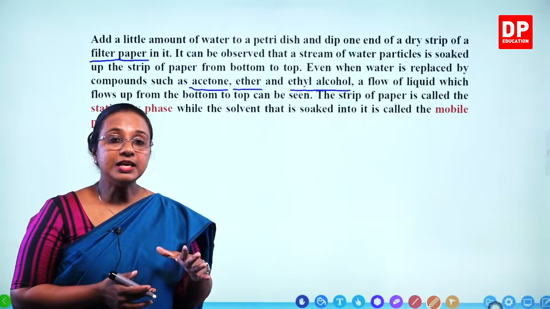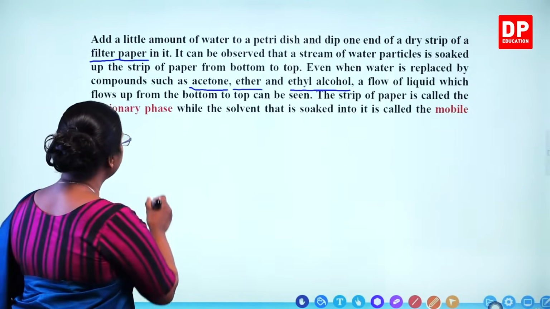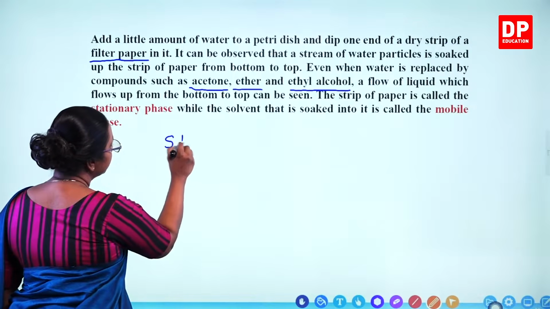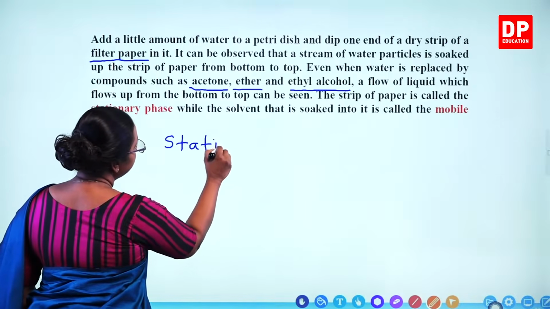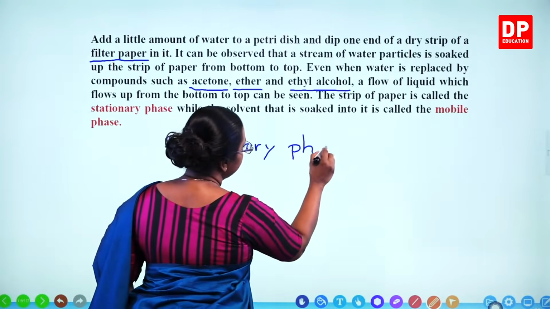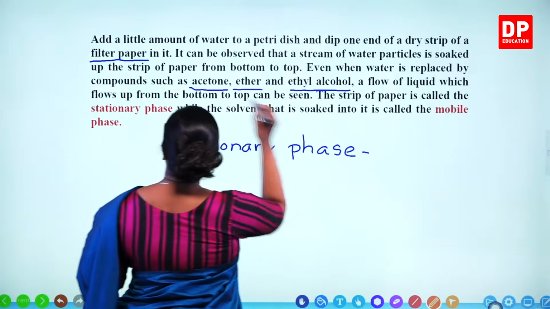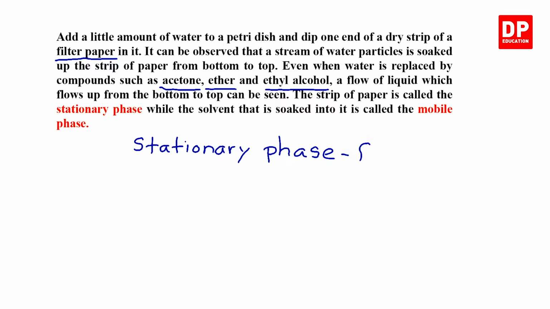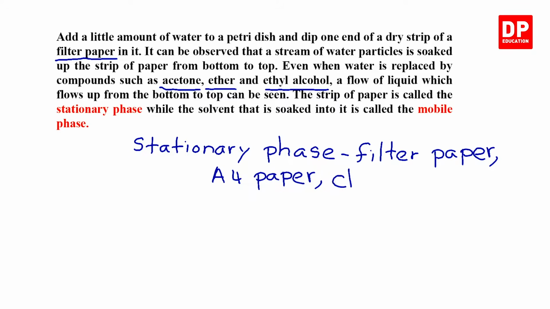So, usually there are different types of papers that can be used as the stationary phase. The stationary phase can be either the filter paper used here, or we can use an A4 paper, or a chromatography paper.